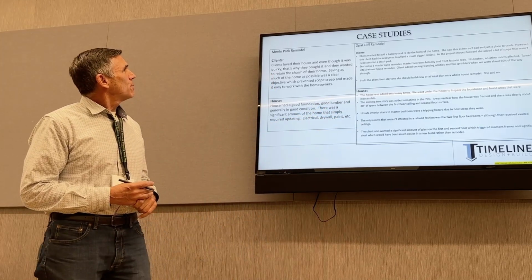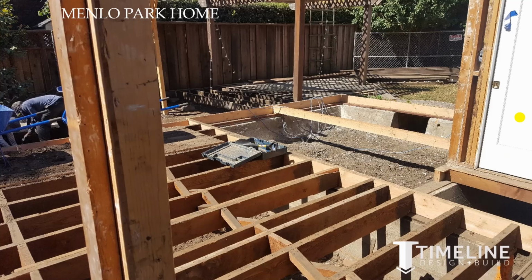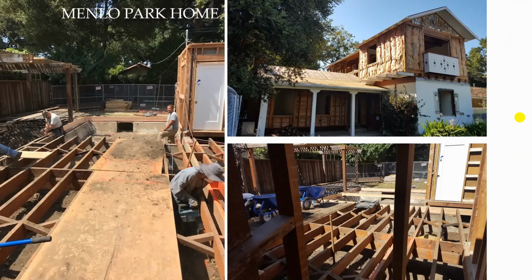So let's go on to my next slide. This is our Menlo Park home here, and you can see the foundation we were able to retain. It was in great shape. This is kind of how they did it back then with the angle. So very well done. Really nice redwood, oversized joist. I mean, this is a really well built home. Let's click to the next one.